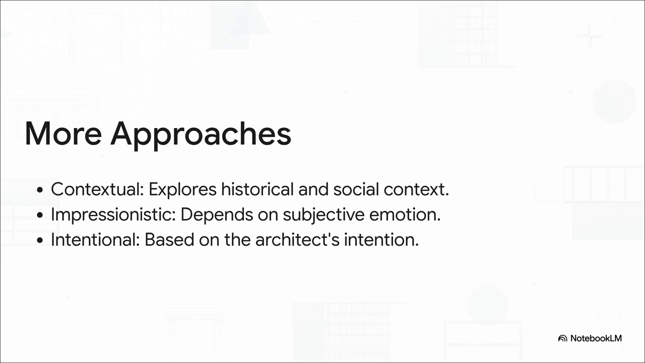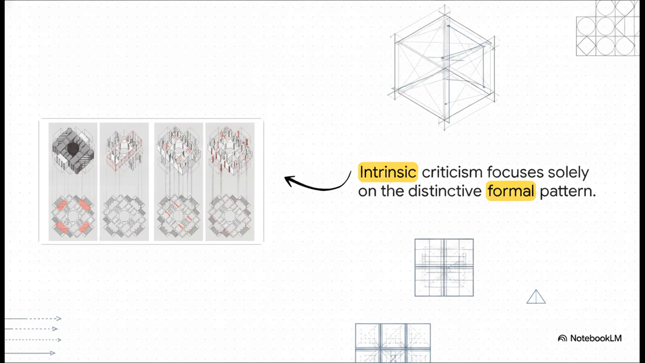Finally, intentional criticism judges a work against the architect's original aims. Brasilia, for example, was intended to represent perfect, ordered modernity and national progress. Did its monumental access and superblocks actually achieve that vision? Interestingly, even if an architect's grand intentions totally fail, the resulting building could still be highly valuable in its own right. Our final approach in this section is intrinsic criticism, which is often called the new criticism.